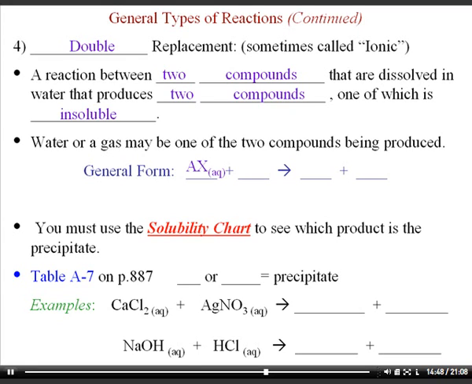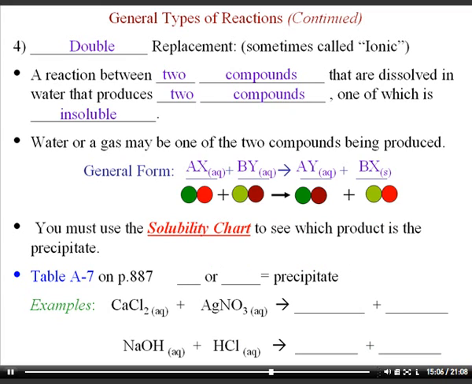Here's what the general form looks like. We have the compound AX, which is aqueous, BY, which is aqueous, and then we do the little switcheroo like we did in the single replacement reaction. Now A is bonded to Y, and B is bonded to X, and in this example I have BX being the precipitate, or the solid compound. Here's what it looks like in terms of the colored spheres.